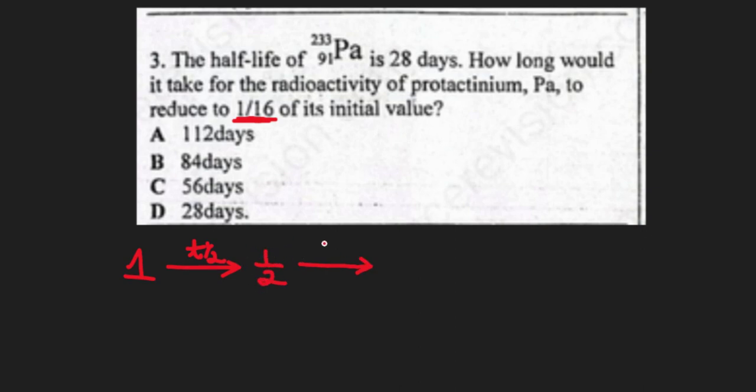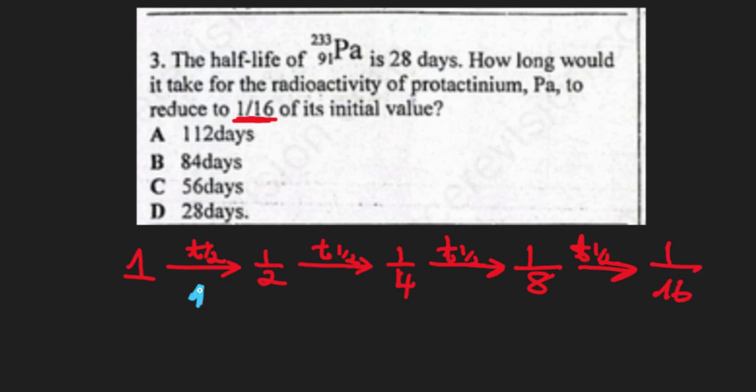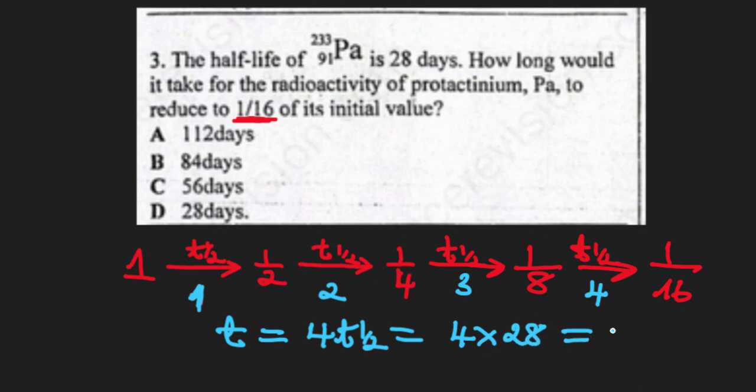and in another t half, this half reduces again by half, giving us 1/4. And in another time t half, this 1/4 reduces again by half, we have 1/8. And another time t half, this 1/8 reduces again by half, we have 1/16. Therefore, there are 1, 2, 3, and 4 half-lives consecutively. Therefore, total time t is equal to 4 times the half-life, t half, which is 4 times 28, and that gives us 112 days. So our time for the activity to reduce to 1/16 is 112 days, making option A the best.